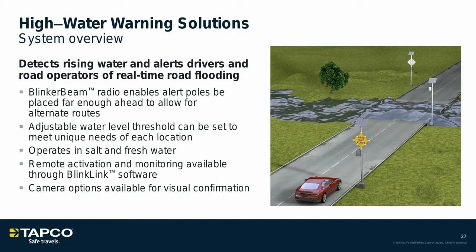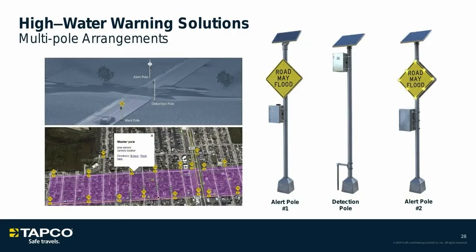So this is just kind of how a pole setup looks. You've got typically 2 or 3, maybe 4 or 5 signs, depending on how the configuration of the road layout is. And then you've got a master pole, and then you've got detection poles. So it depends, again, on how these situations occur and what the roadways look like.